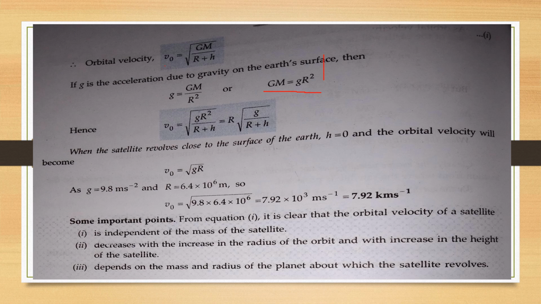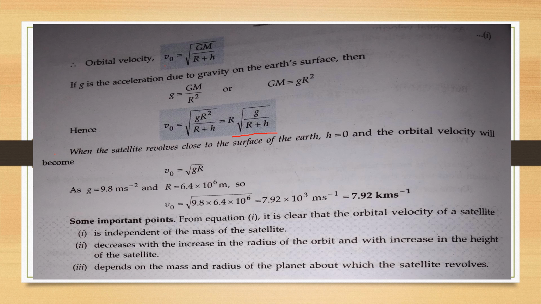Now put the value of GM in the previous equation, that is, the equation of orbital velocity. After putting this value, we get the new equation for the orbital velocity: orbital velocity is equal to the square root of g R square divided by R plus H, and on rearranging the terms, we get R into the square root of g divided by R plus H. So this is another relation for orbital velocity in terms of acceleration due to gravity on the Earth's surface.